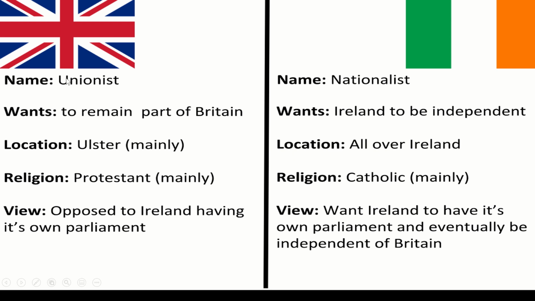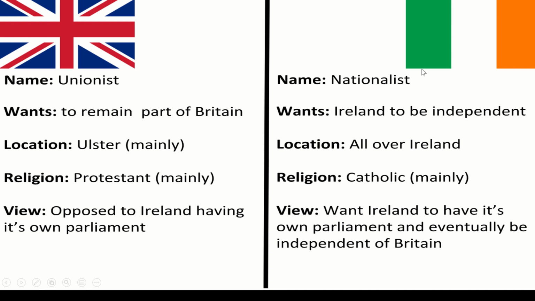So, a Unionist wants to be part of Britain. I want you to copy this into your notes copy. They're mainly in Ulster, in the top part of Ireland is where you'll find the Unionists, the people that want to stay part of Britain. And they tend also to be Protestant. They didn't like the idea of Ireland having its own parliament. They wanted to stay part of Britain. They didn't like home rule. They didn't want any independence for Ireland. They wanted to stay British.